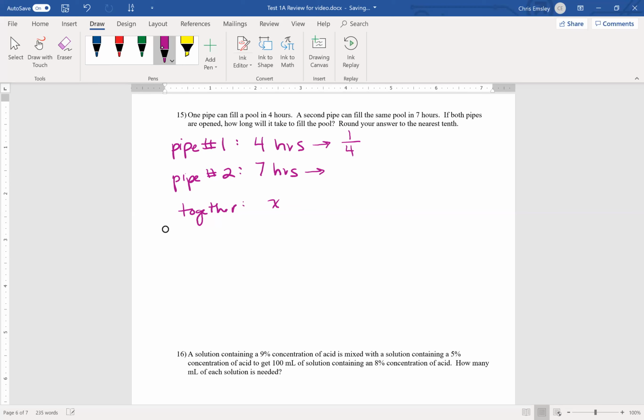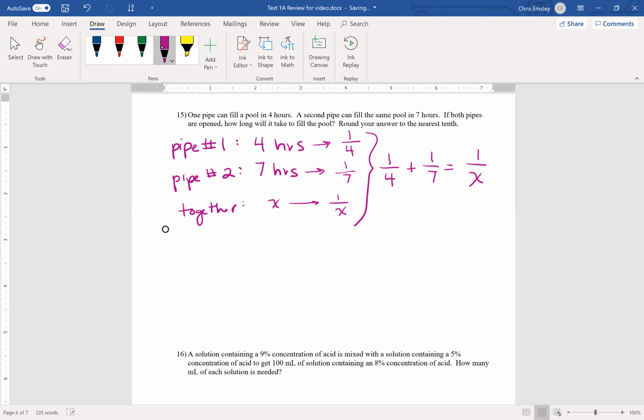And if both pipes are turned on and working together, it could fill in 1 hour 1/x of the pool. That's our unknown. Now, when we put it in these terms, how much work can be done in an hour, these are now additive. So we can write an equation. That means that pipe 1 plus pipe 2 is going to be how much they do together in 1 hour.